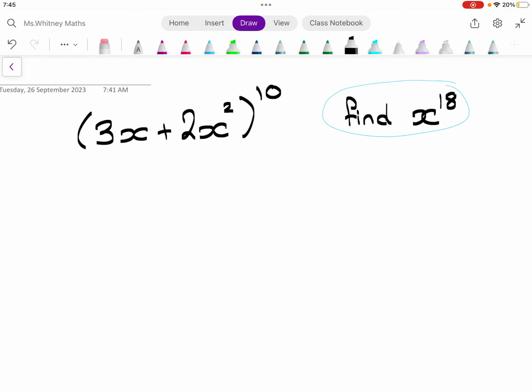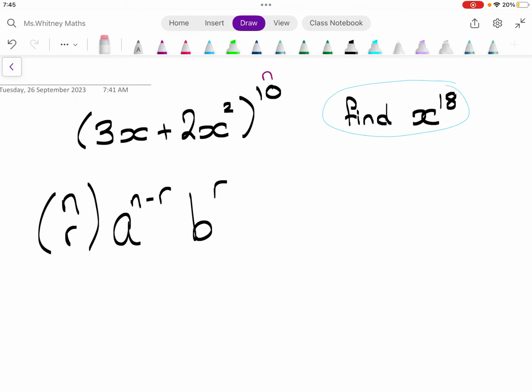So first thing we're going to write down is n choose r, a to the n minus r, b to the r. And then let's fill in the information we have. We know that n is 10. So n here is 10. And we know that this one is a and this one is b. So I'm just going to write this down underneath so I can keep the rest of our formula there.